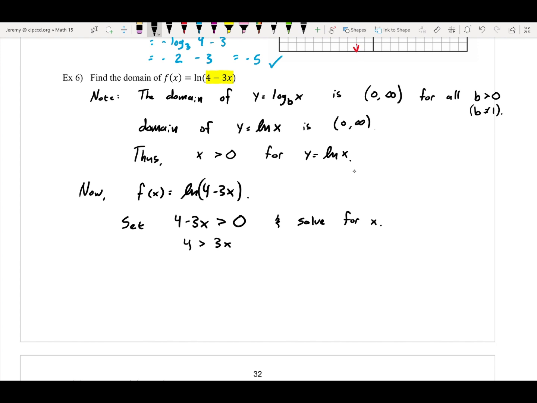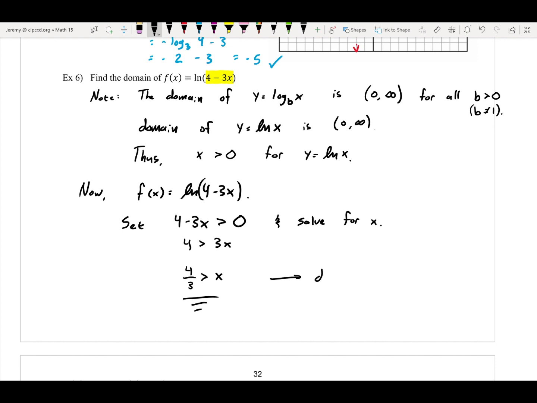And I can divide both sides by 3, and I get 4 over 3 is greater than x. So what this result is telling me is that in order for a value x to be in the domain of this function, it has to be strictly less than 4/3. So generally, with domains, we want to write them in interval notation.